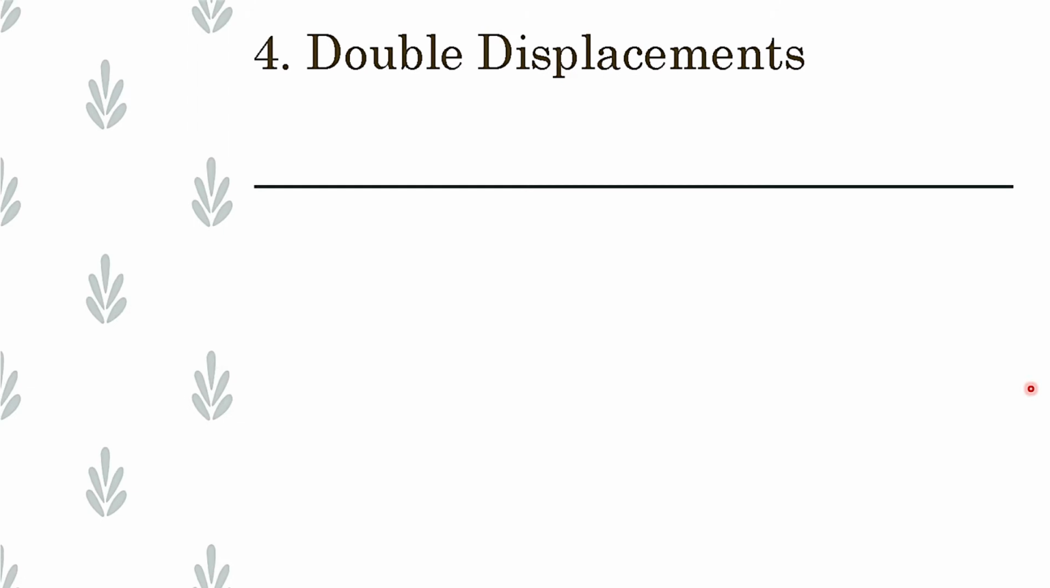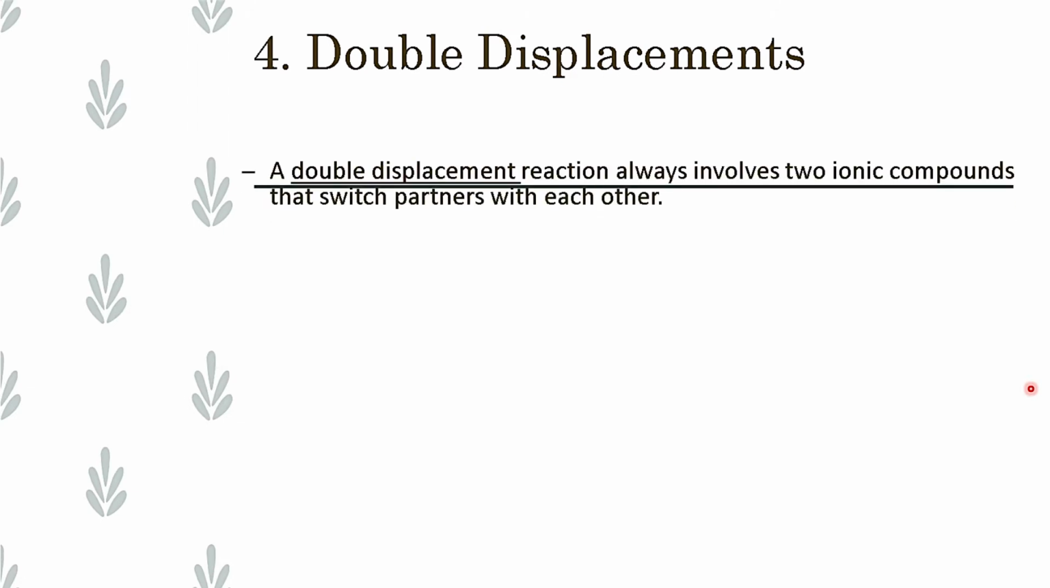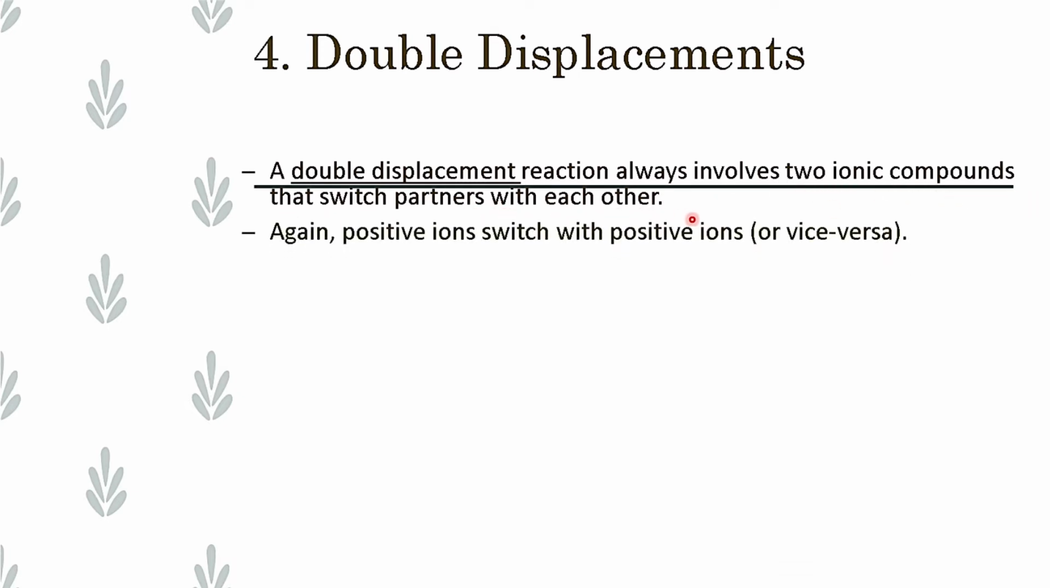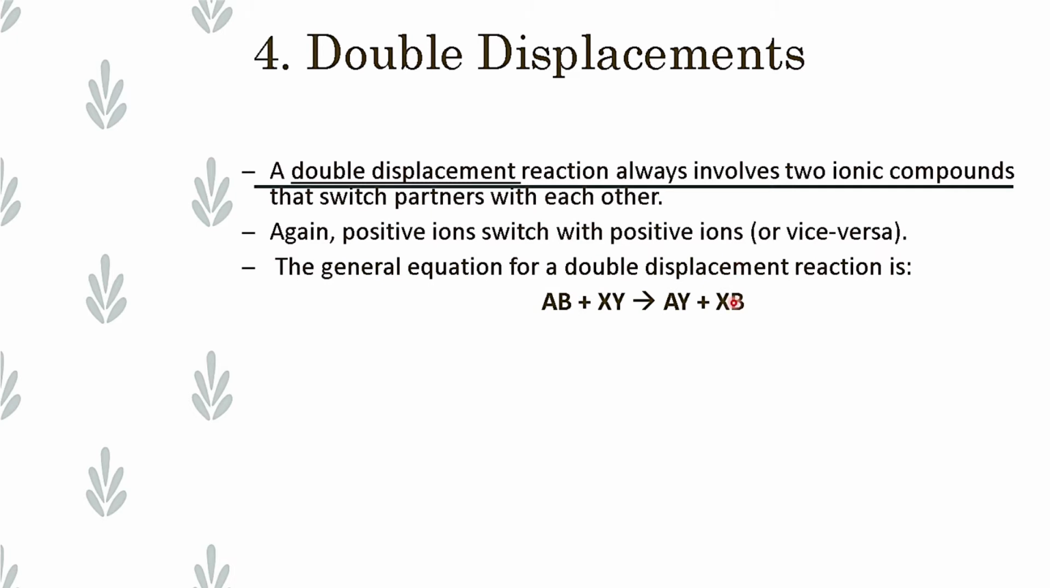Next type of chemical reactions is double displacement reaction. A double displacement reaction always involves two ionic compounds that switch partners with each other. Again, positive ion will switch positive ion or metal will switch metal or vice versa. This is the general equation for double displacement reaction. Here displacement will take place from two sides. Two compounds are reacting and two new compounds are forming.